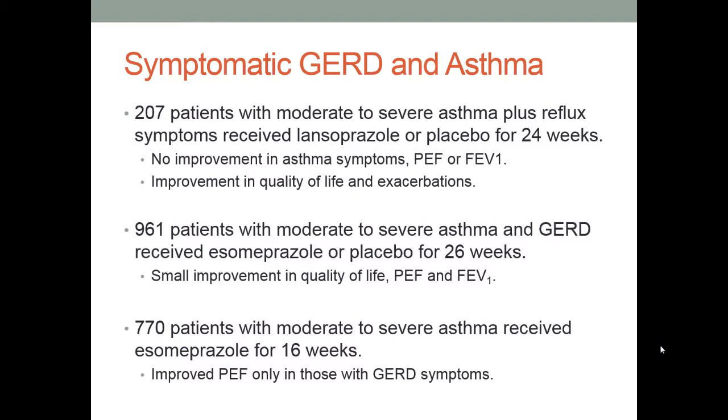So the first study showed no improvement in asthma symptoms, peak expiratory flow, or FEV1, but did show improvement in quality of life on questionnaire as well as the number of exacerbations. The second study did show a small improvement in quality of life on questionnaire, a little improvement in peak expiratory flows and FEV1, and then the last one did show improved peak expiratory flow only in those with GERD symptoms. The last study actually involved patients without symptoms of GERD as well.